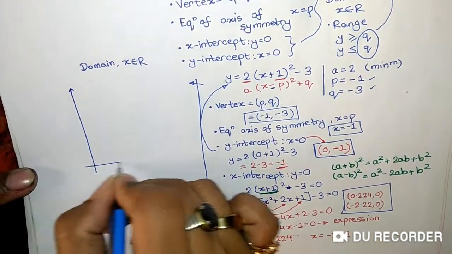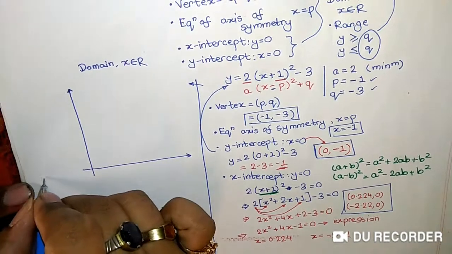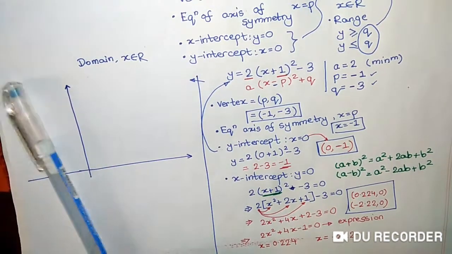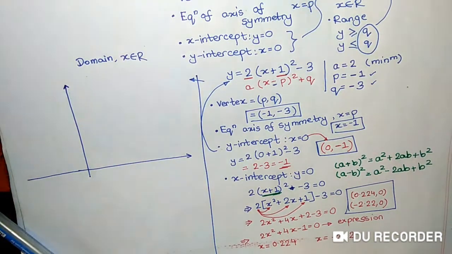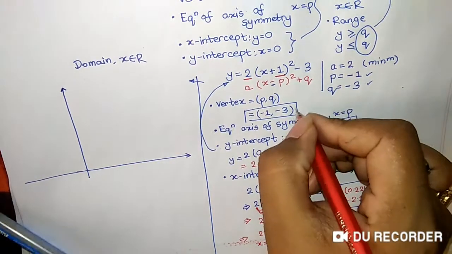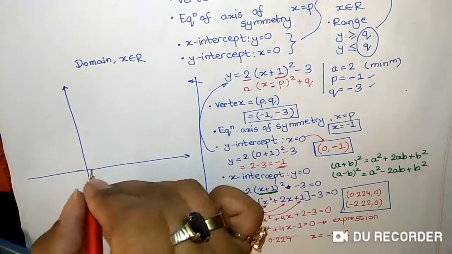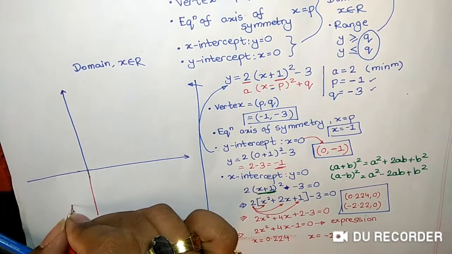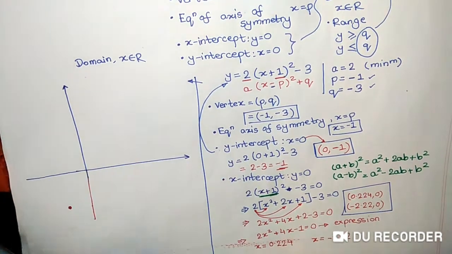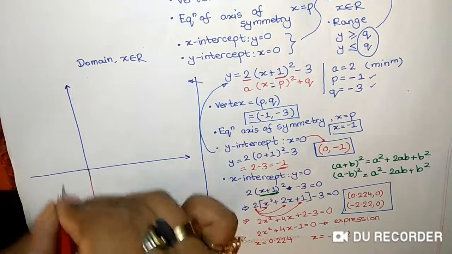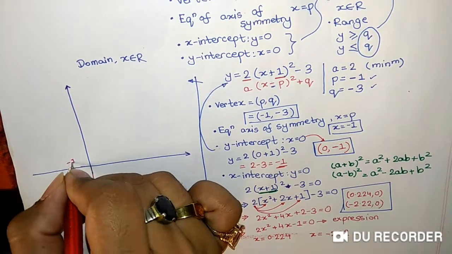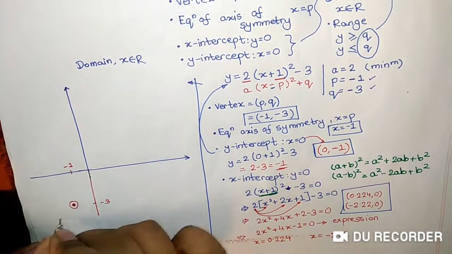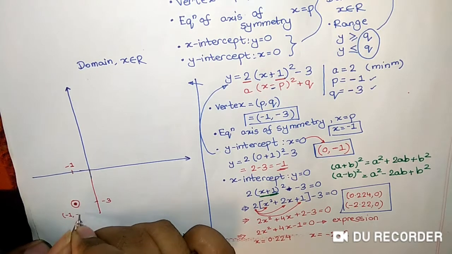So let me draw it like this. I think it's visible over here. Now we are gonna plot all the points, but be more tricky here because we are gonna first plot the vertex. So the vertex is when x is -1, y is -3. So the vertex is going to be somewhere here. When x is -1, y is -3. So somewhere here. So I label it already.